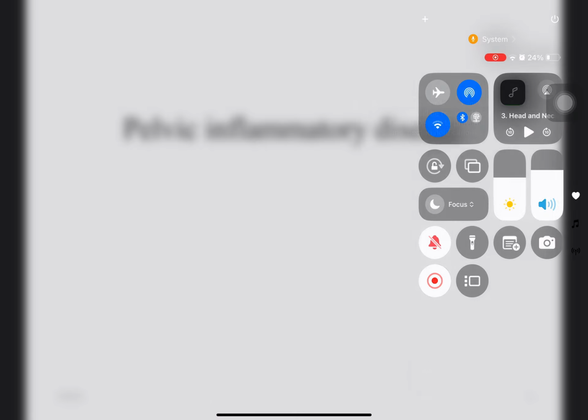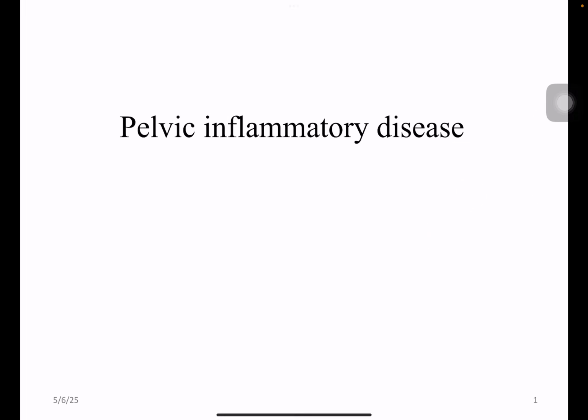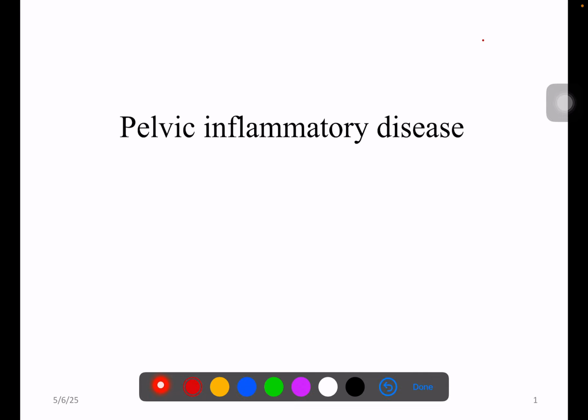So in this lecture series, we are going to talk about pelvic inflammatory disease. Now, pelvic inflammatory disease is an entity where you need to know about different criteria and different aspects. Okay, so pelvic inflammatory disease. So what are the pelvic organs?